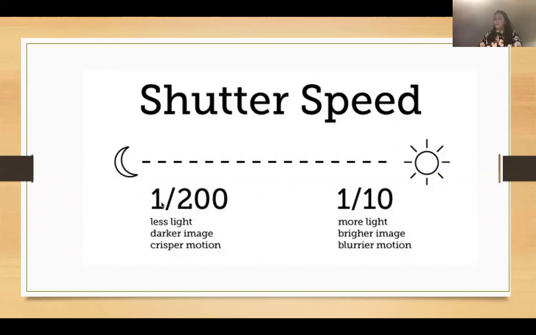So at 1/200th of a second, there's going to be less light, right? The image comes in and out of that sensor really, really fast. You might have a darker image and you're going to have a crisper motion photograph. And at 1/10 of a second, you're going to have more light, right? The shutter is open for longer. It's going to be a lot brighter because it's going to let more light in, and it's going to be that blurrier motion photograph.